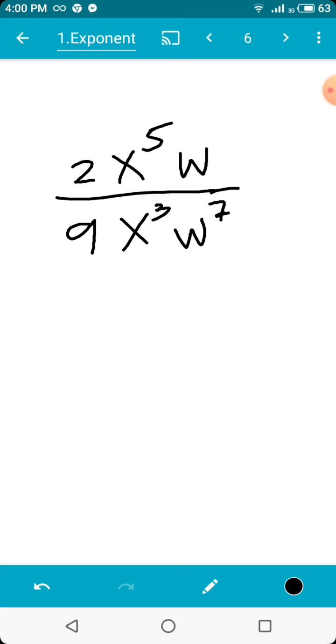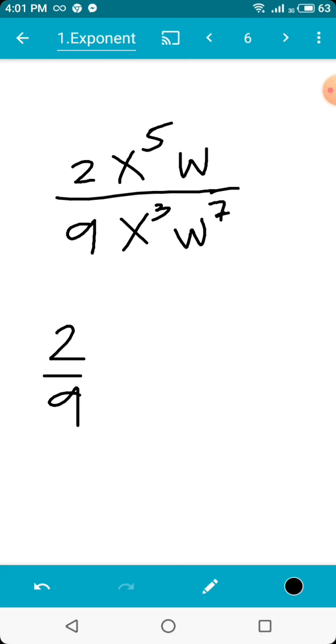So, in this case, i-apply natin yung rule natin na kung saan nagdi-divide tayo ng merong exponent. Okay? So, first, i-divide muna natin yung number or coefficient na meron tayo. So, we have here 2 divided by 9. So, wala naman tayong makukuha eksaktong sagot, and that's in fraction. And wala na siyang lowest term, so the answer is just 2 over 9.